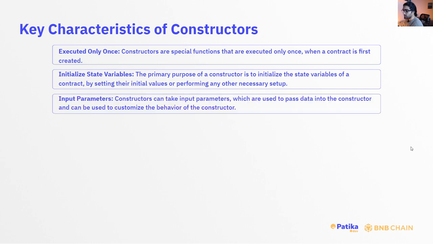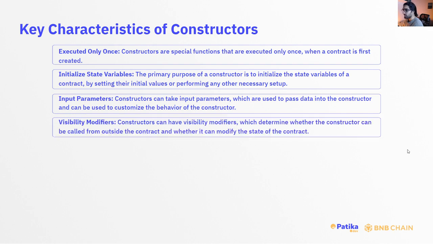Input parameters. Constructors can take input parameters, which are used to pass data into the constructor and can be used to customize the behavior of the constructor. Visibility modifiers. Constructors can have visibility modifiers which determine whether the constructor can be called from outside the contract and whether it can modify the state of the contract.